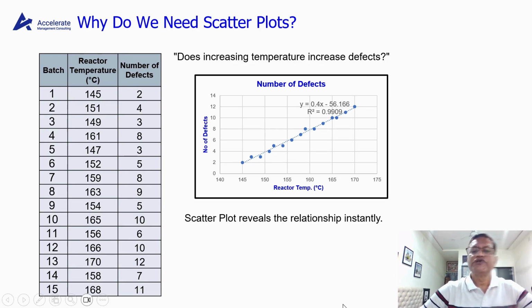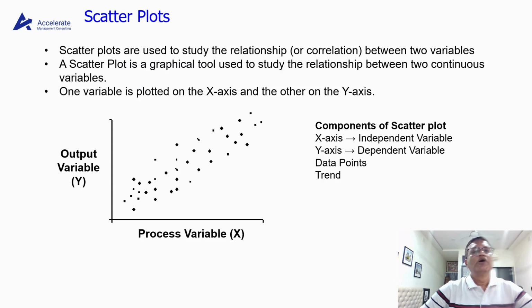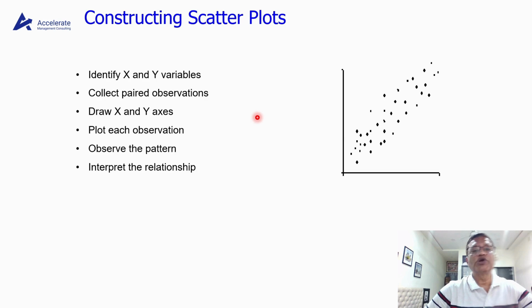Scatter plot reveals the relationship between two variables instantly. Scatter plots are used to study the relationship between two continuous variables. Both the variables have to be continuous in order to construct a scatter plot. You cannot use it for a discrete variable. And in the scatter plot, the process variable has to be on the x-axis and the output variable has to be on the y-axis. And you would get a trend when you plot the scatter plot if there is any correlation. Let's construct the scatter plot.